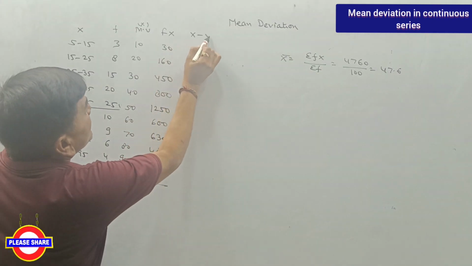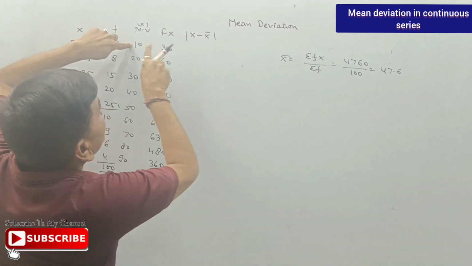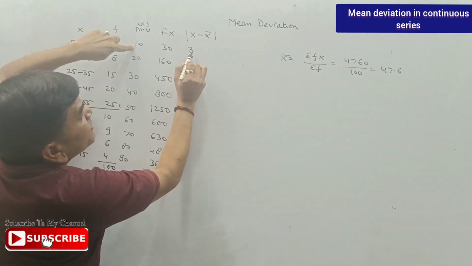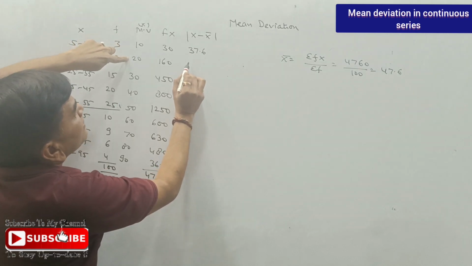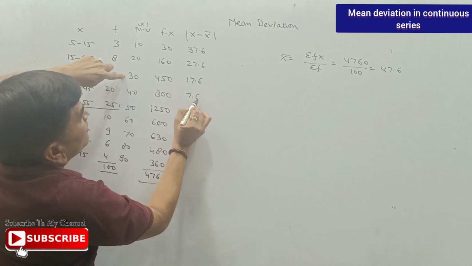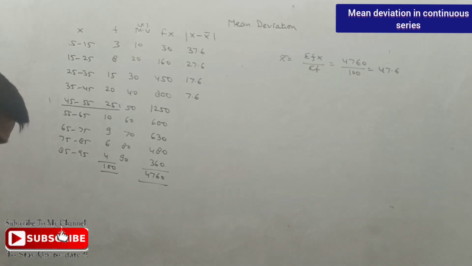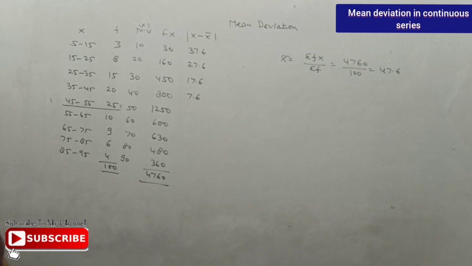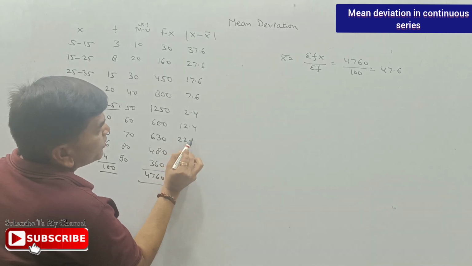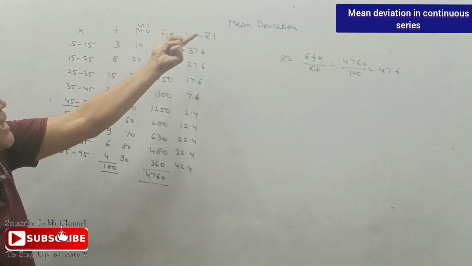Now we require x minus x bar: 10 minus 47.6. The x value is 10, x bar is 47.6. Ignoring the plus or minus sign, we get 37.6, 27.6, 17.6, 7.6. 50 minus 47.6 is 2.4. So here 2.4, 12.4, 22.4, 32.4 and 42.4. This is the value of |x - x bar|.